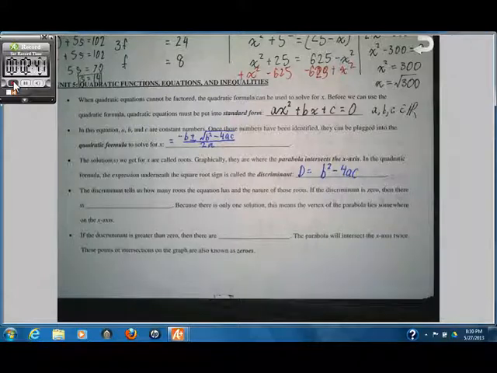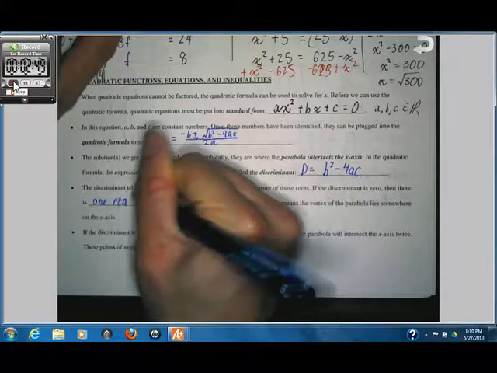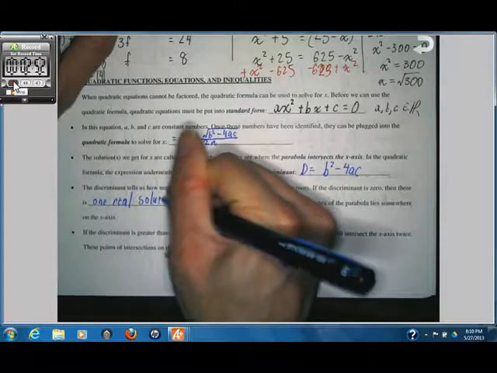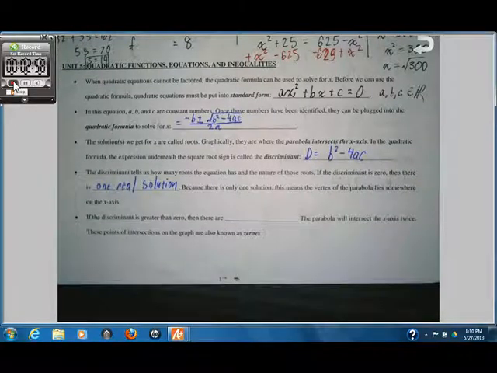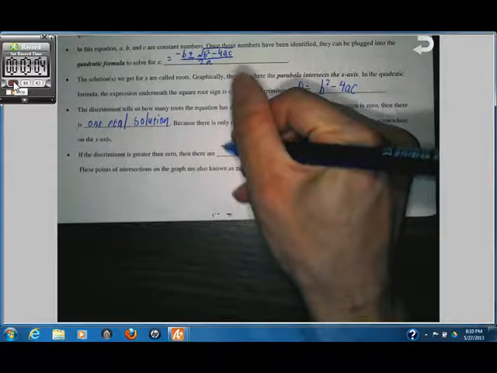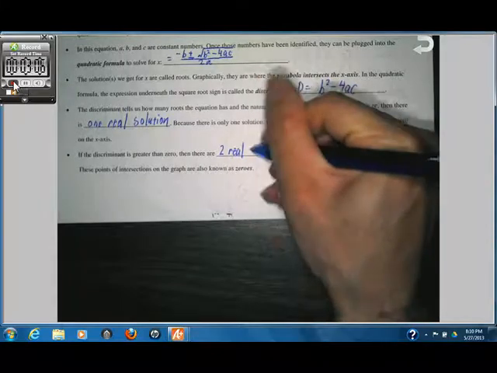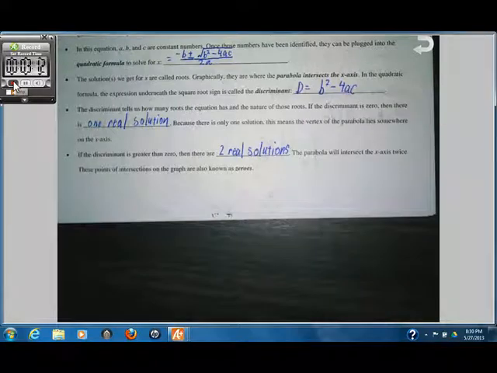If the discriminant is 0, then there is one real solution, literally a double root. Because there is only one solution, the vertex of the parabola lies somewhere on the x-axis. If the discriminant is greater than 0, then there are two real solutions. The parabola will intersect the axis twice. These points of intersection are also known as zeros. Again, a quadratic is a second-degree polynomial, and so the number of solutions matches the degree of the polynomial.